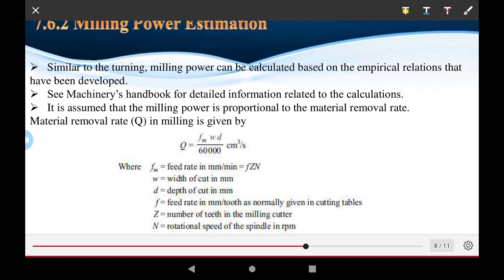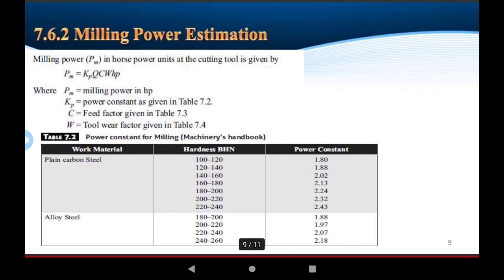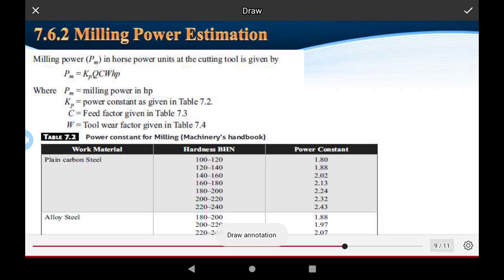This formula is the most important one used for milling power estimation. The milling power Pm is given in horsepower, and the power required for the cutting tools used in the operation is given by the formula Pm = Kp · C · Q · W, in HP.